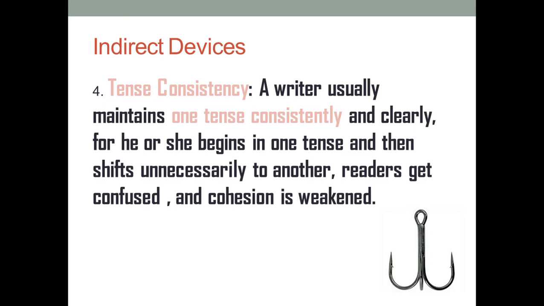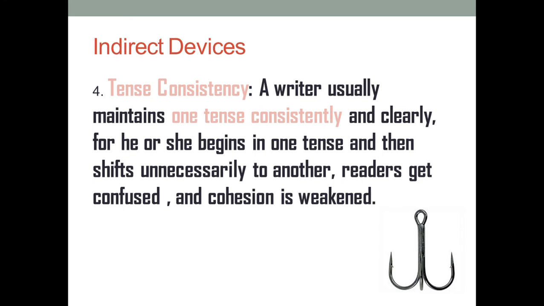The fourth type of indirect devices is tense consistency. What do we mean by this? A writer usually maintains one tense consistently, for if he or she begins in one tense and then shifts unnecessarily to another, readers get confused and cohesion is weakened.